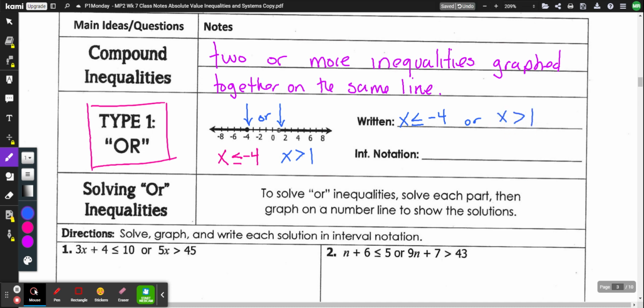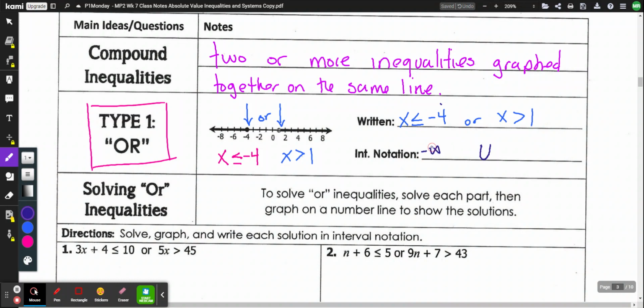Okay? There's another kind of notation that we can use. Instead of writing or, we're going to draw this, it's called the union. It looks like a capital U, but it's not a U. It's a union symbol. Okay, stands for union. And the way we're going to write it is we're going to write this inequality from the left right here, and then we're going to write this one over here. And we're going to write those in interval notation like we learned day before yesterday.